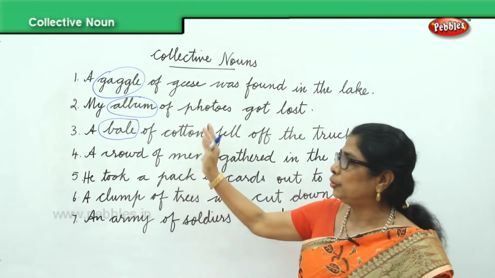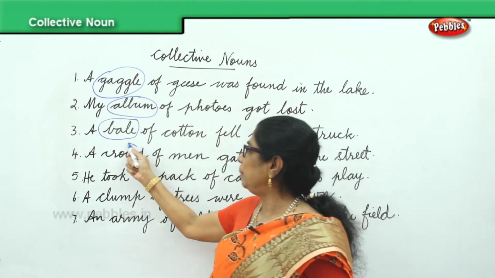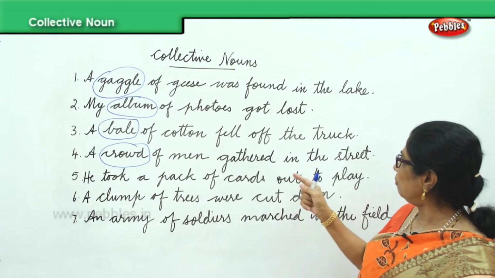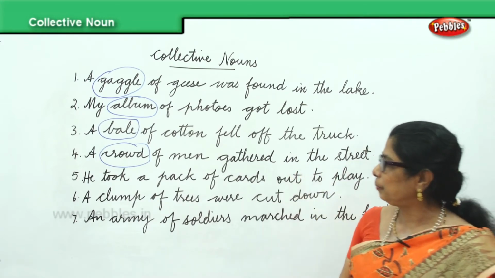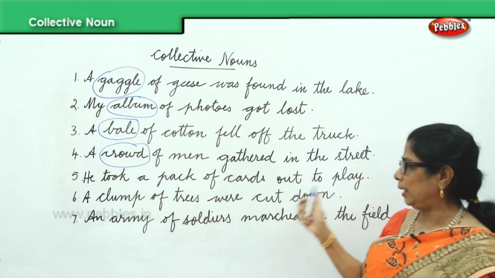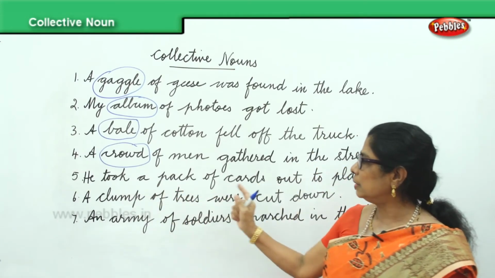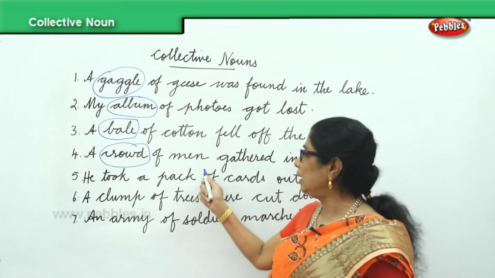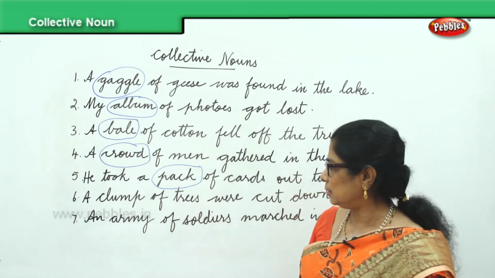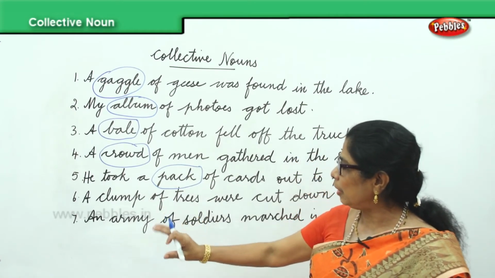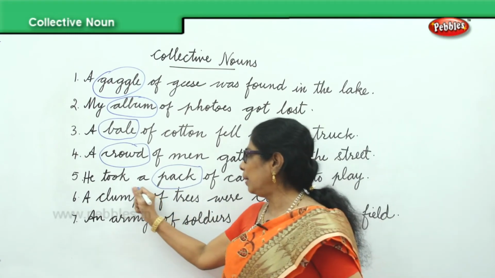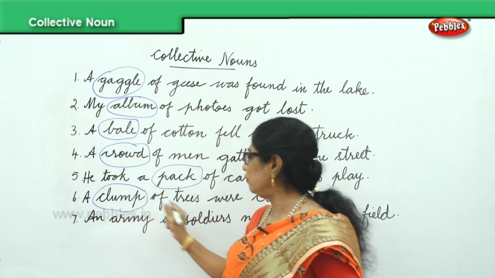A number of men, people together, the group name is crowd. So a crowd of men gathered in the street. Then you have here, he took a pack of cards out to play. A number of cards together, a pile, we call it a pack of cards. The group name for trees, if you have lots of trees: a clump of trees were cut down. Clump is the group name for trees.